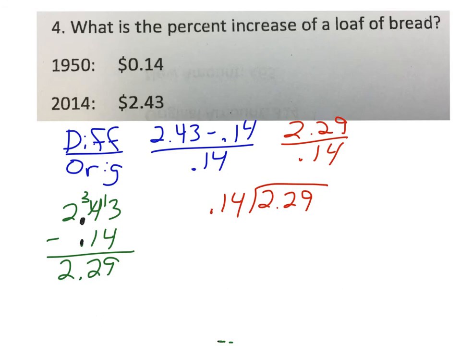You can't have decimals out here. So let's go ahead and move them over. Move twice. That means you move twice and you put that decimal straight up there. So all we're doing is 229 divided by 14. So let's get started. We got 14 into 22 one time. So that's 14. You subtract and you're going to get 8. And you bring down that 9.